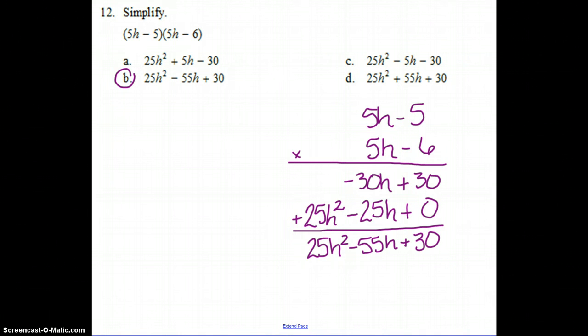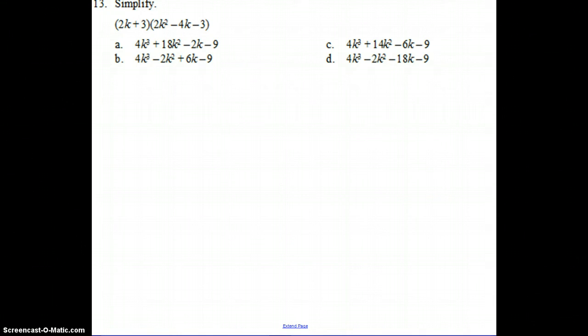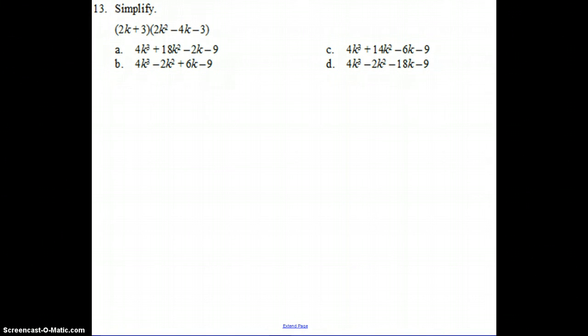Okay, we have one last one here on multiplying. This one is one that probably would not be good for us to use if we were focusing on FOIL, because this is one where you're either going to have to develop what to do with this third term as far as FOIL and expand it, or the shortcut method is probably the easiest. So if I look at these two, 2k squared minus 4k minus 3 has more terms. So I'm going to put that on the top. 2k plus 3 has 2 terms, so I'm going to put that second.